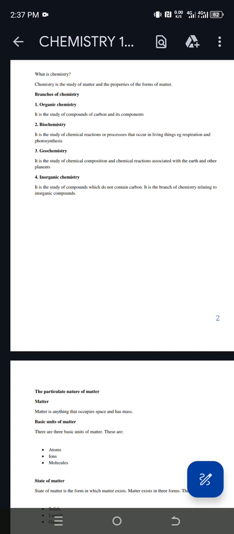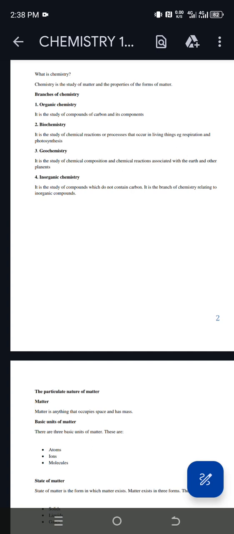Biochemistry is the study of chemical reactions or processes that occur in living things. An example of such a process is respiration as well as photosynthesis. When you talk about respiration in human beings, the lungs are involved. So how do these lungs perform their function? That is what we call biochemistry, the study of chemical reactions. Then the other one is known as geochemistry.